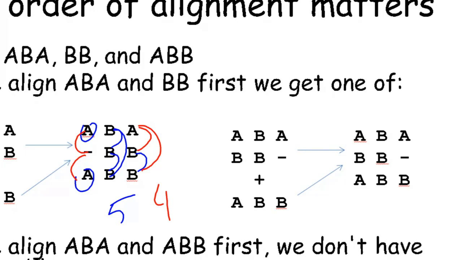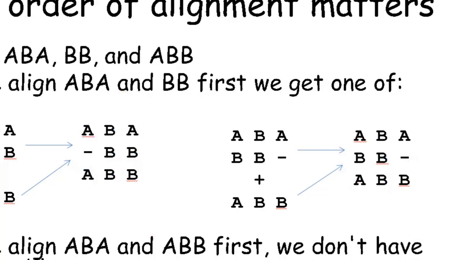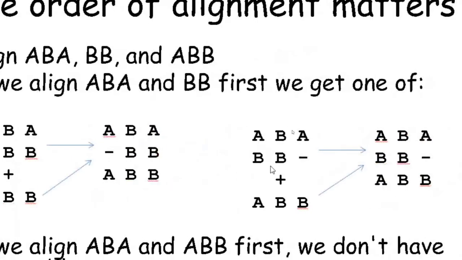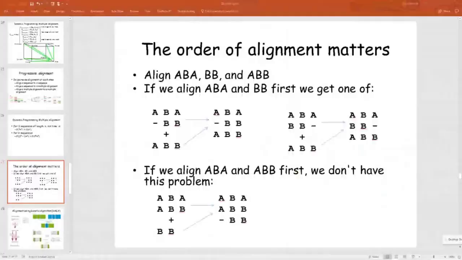Make sense? Okay, so let's look at the other one. I have 4 matches and 5 mismatches. So the first one is better. I have more matches than mismatches, so the total pairwise alignment score will be higher for that one. But because I committed myself incorrectly in the earlier step, I ended up getting a worse alignment. So the order of the alignments matters.